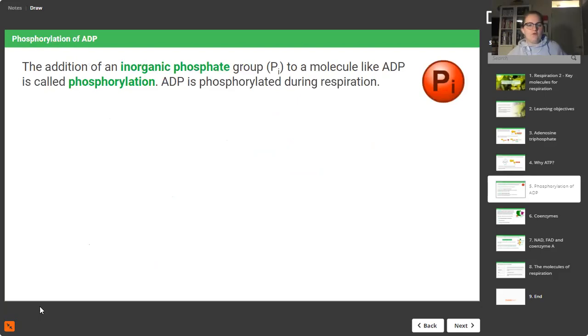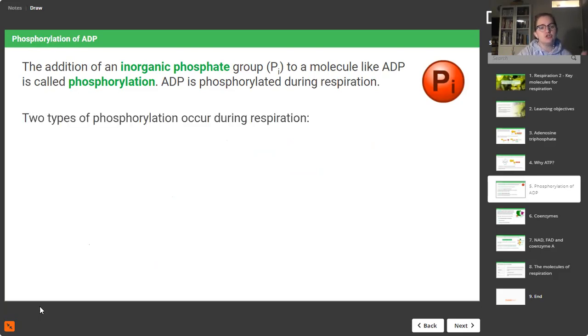So, phosphorylation of ADP. This is obviously how we make ATP. That addition of an inorganic phosphate to a molecule like ADP, we call phosphorylation. And this happens a lot during respiration. And we have 2 types of phosphorylation occurring during respiration. If you think back to photosynthesis, we talked about photophosphorylation a lot. Obviously, that's not going to occur here because we're not relying on light. So we have 2 different types.